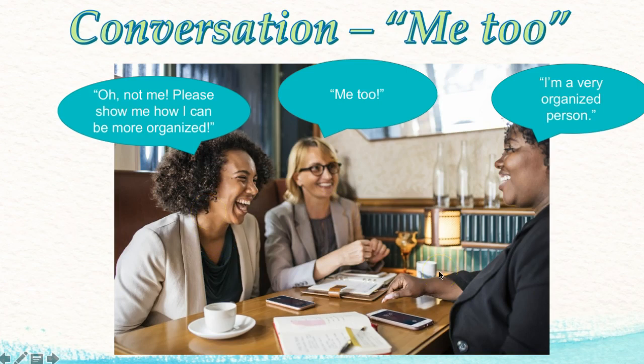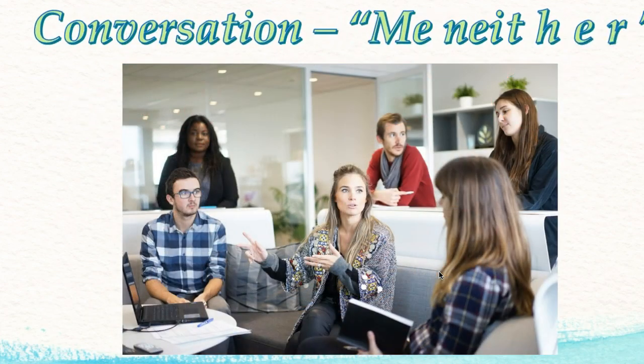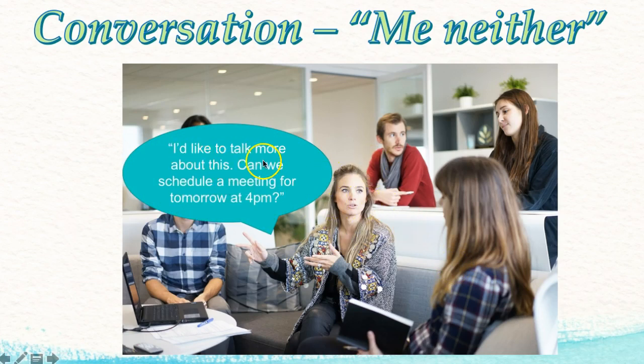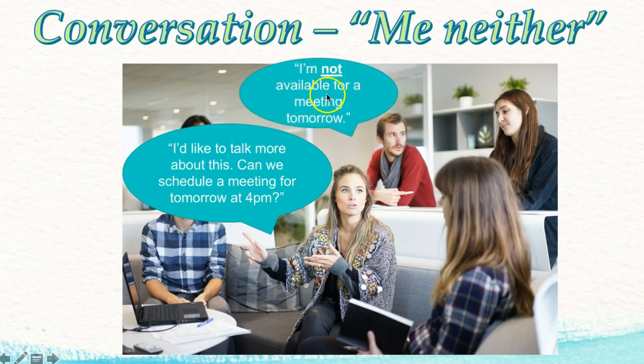Okay, let's look at another example. With me neither. When one sentence is negative, we can use me neither. For example, she says, I'd like to talk more about this. Can we schedule a meeting for tomorrow at 4 p.m.? Ooh, and he says, I'm not available for a meeting tomorrow. This is negative, so she responds and says, me neither. She is also not available for a meeting tomorrow.